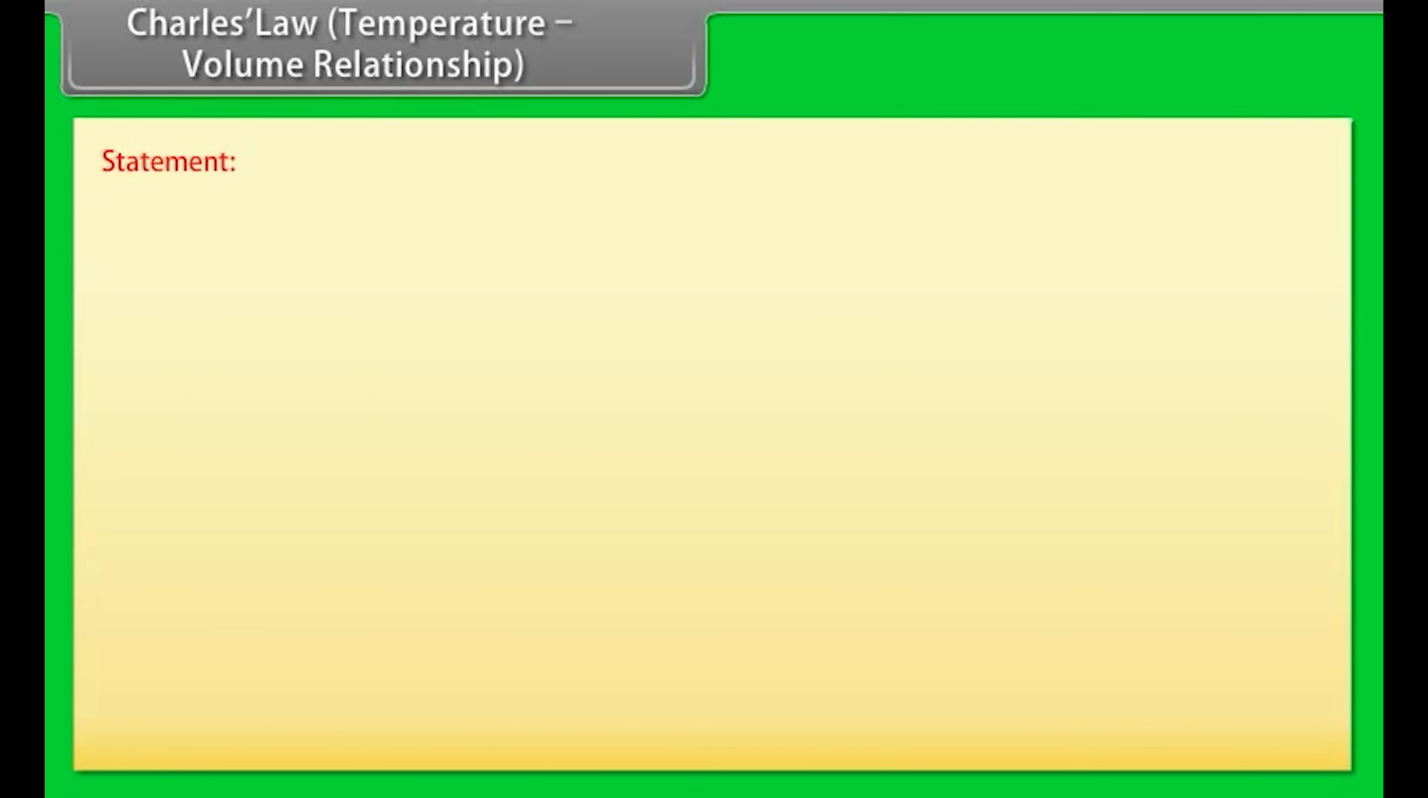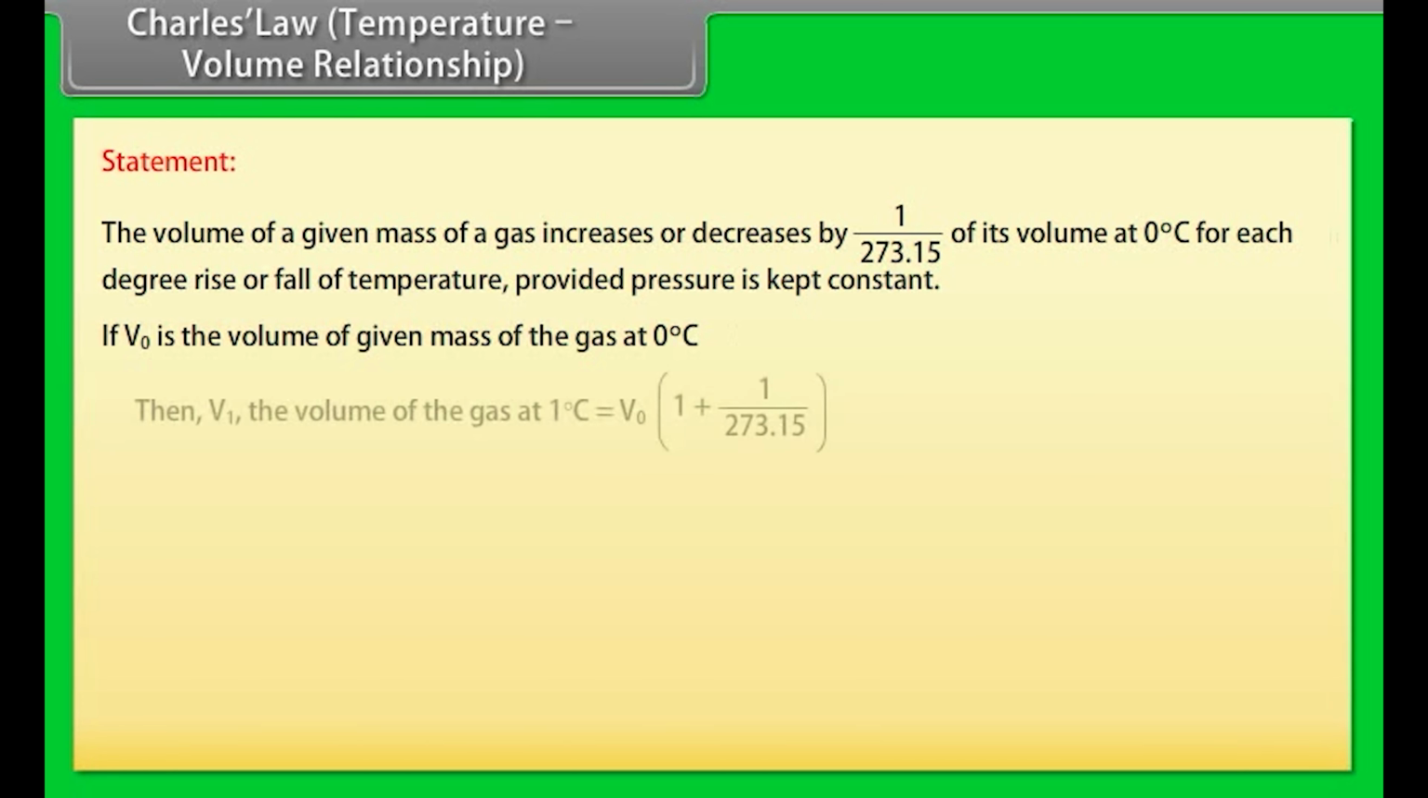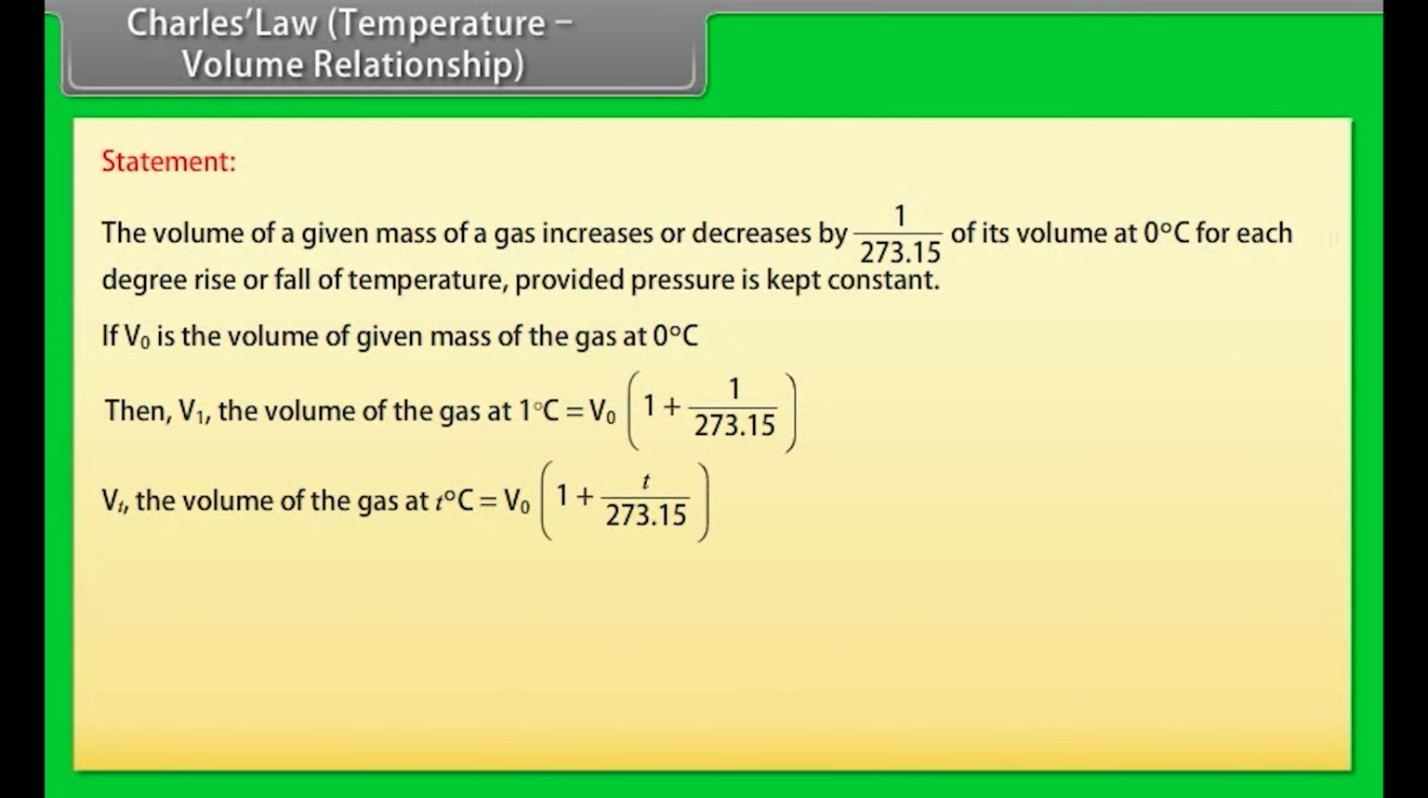Charles' law. Temperature-volume relationship. Statement. The volume of a given mass of a gas increases or decreases by 1 by 273.15 of its volume at 0 degrees Celsius for each degree rise or fall of temperature provided pressure is kept constant. If V0 is the volume of a given mass of a gas at 0 degrees Celsius, then V1, the volume of a gas at 1 degree Celsius, is equal to V0 into 1 plus 1 by 273.15. Vt, the volume of gas at T degrees Celsius, is equal to V0 into 1 plus T by 273.15.